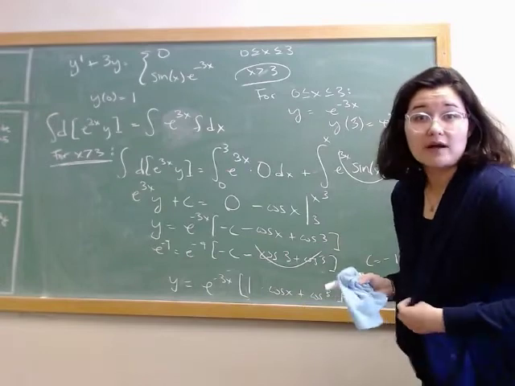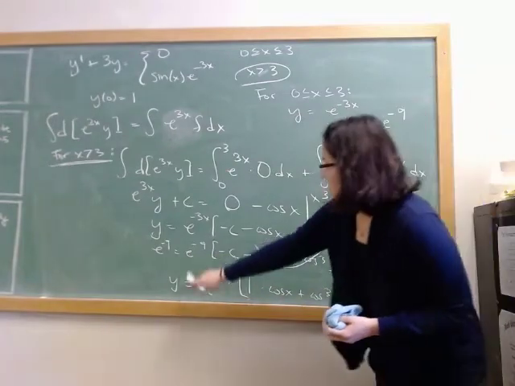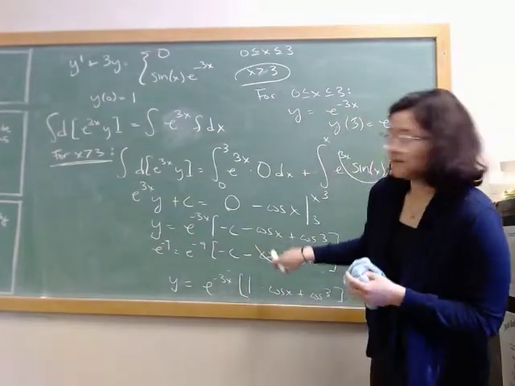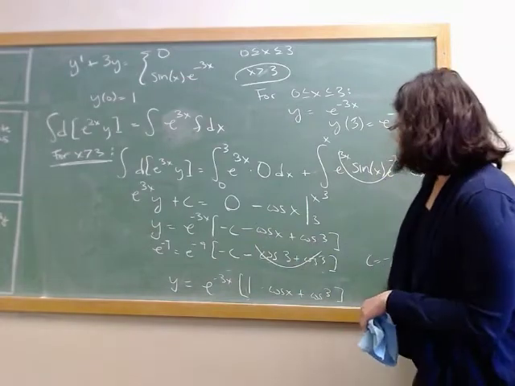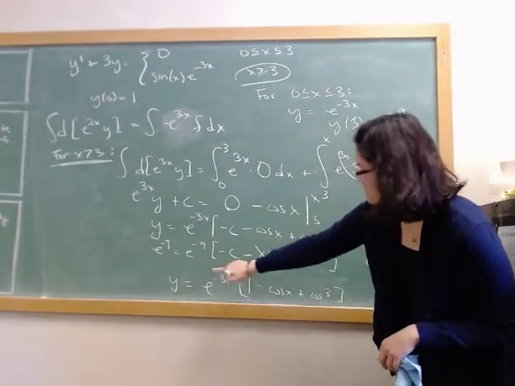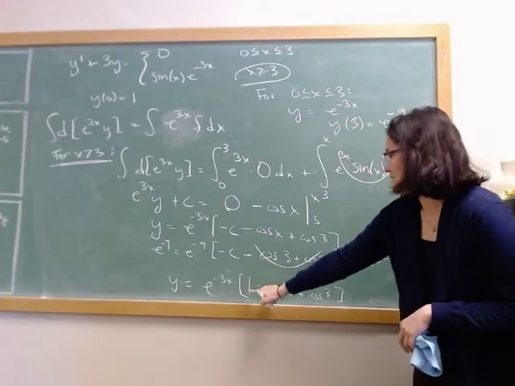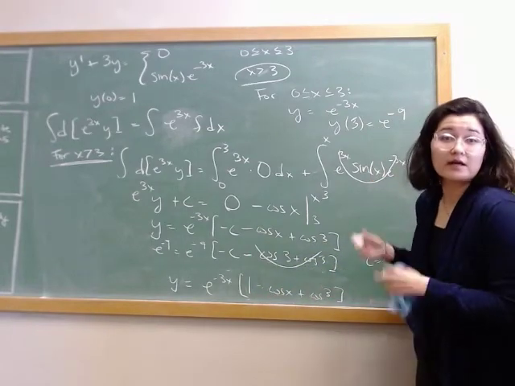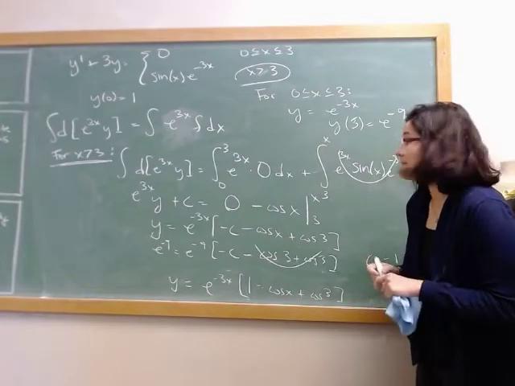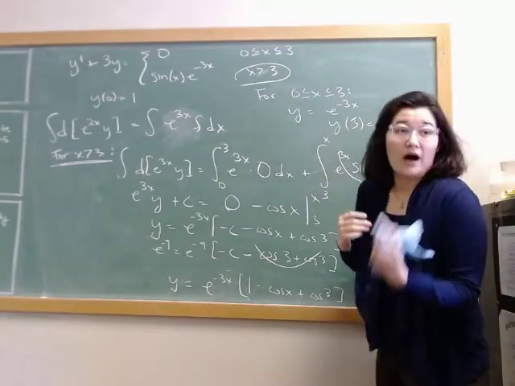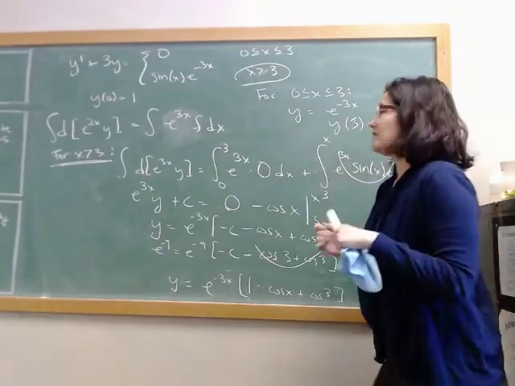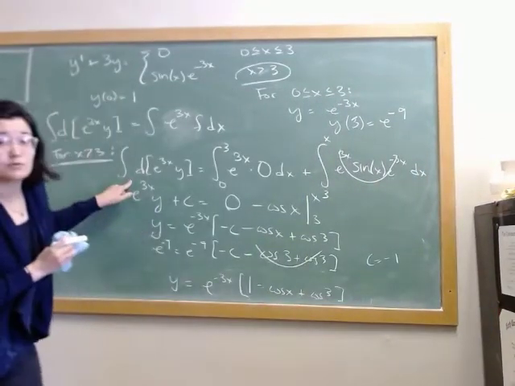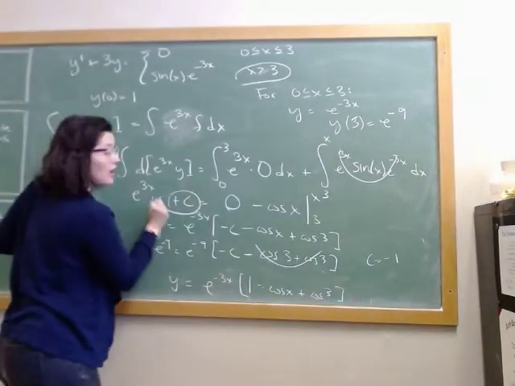I'm not going to make you watch me do that algebra, but these e's cancel out. 1 equals minus c, c is minus 1. And then that becomes y equals e to the minus 3x times 1 minus cosine x plus cosine 3. Same answer we found the other way. So either approach is fine. You just have to make sure, if you do it this way, don't forget your constant.